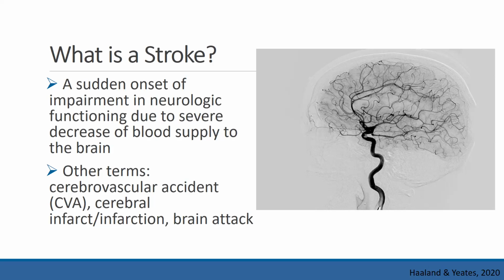For some reason, the flow of blood to the brain has been decreased, and that causes all kinds of different impairments. You may see different terms when you're learning about stroke. So cerebrovascular accident, or CVA, is probably the second most common after stroke. You may also hear cerebral infarct or infarction. And then you don't see this too much in the scientific literature, but sometimes on patient handouts, they'll call it a brain attack. So that's something to be aware of, another term that people use for stroke sometimes.